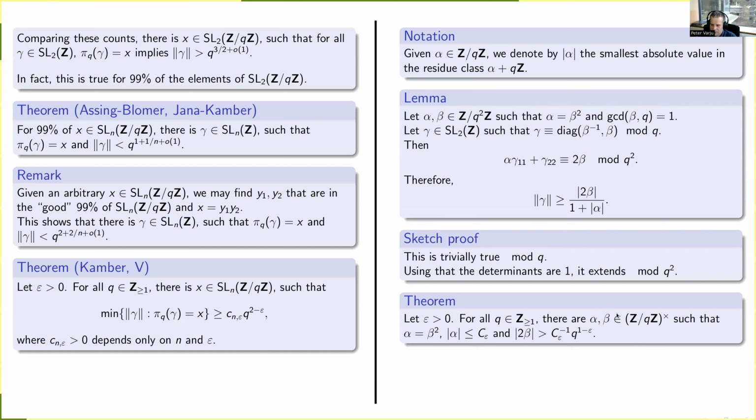Imagine that alpha and beta are in Z mod q square Z, and then you get here q to the 2 minus epsilon. But the upshot of this is that if you combine this theorem with the lemma, so you plug in the alpha and beta given by this theorem, and you try to lift this particular diagonal matrix, then you can't find a lift which would be smaller than q to the 2 minus epsilon. So my next goal is to talk about the proof of this theorem.